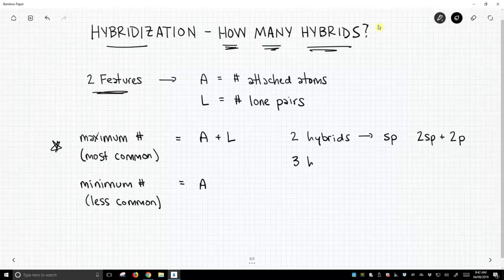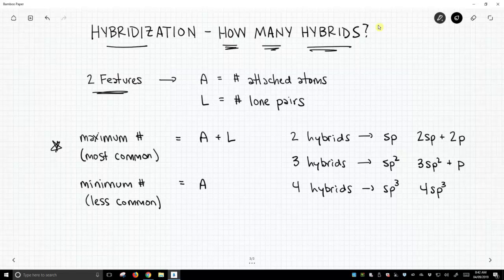If we need 3 hybrids, then we need sp2 hybridization, because that gives us 3 sp2 hybrids plus a leftover lone pair or p orbital. For 4 hybrids, we do sp3 hybridization, because that gives us all 4 of our hybrid atomic orbitals as sp3 hybrids. So this is a real simple formula.